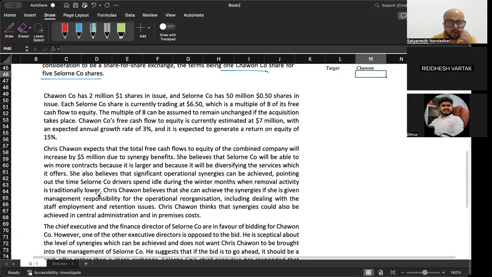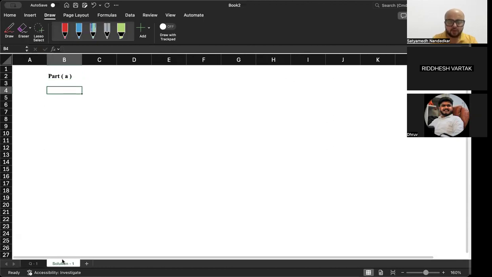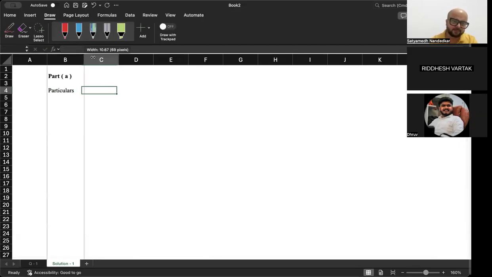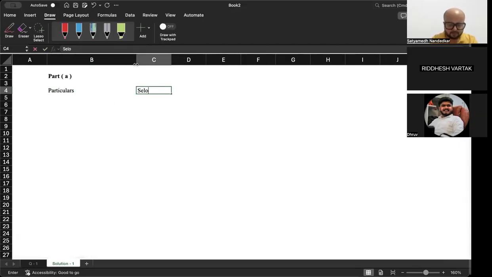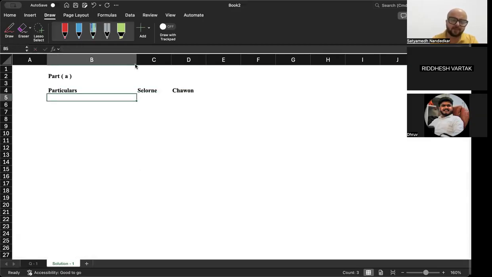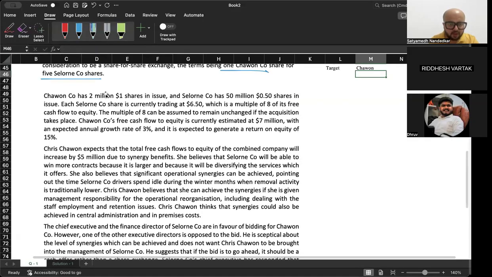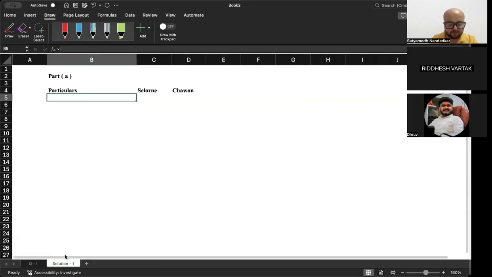Okay. What all information is here? Chavon has 2 million $1 shares in issue. Selorne has 50 million $0.5 shares in issue. So let's write down the details of both companies. Let's write down what all you have. You have number of shares in issue and you have face value per share.